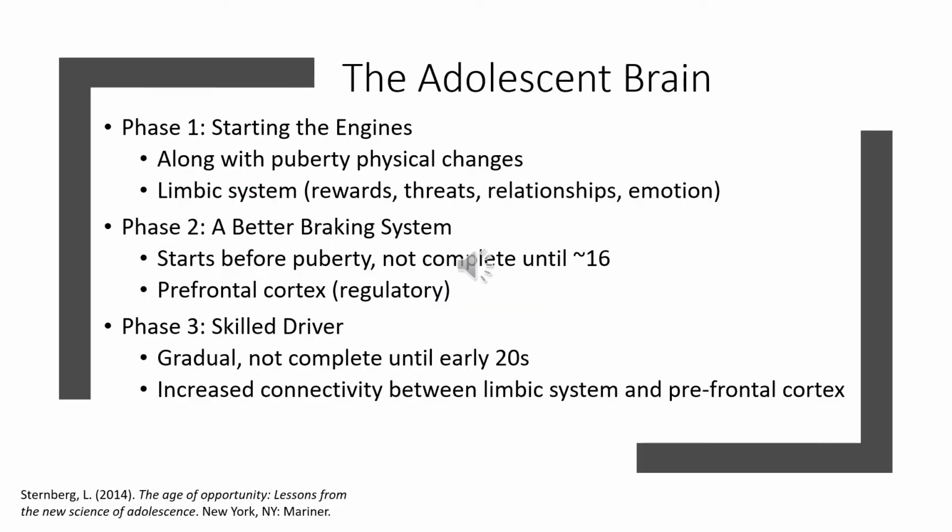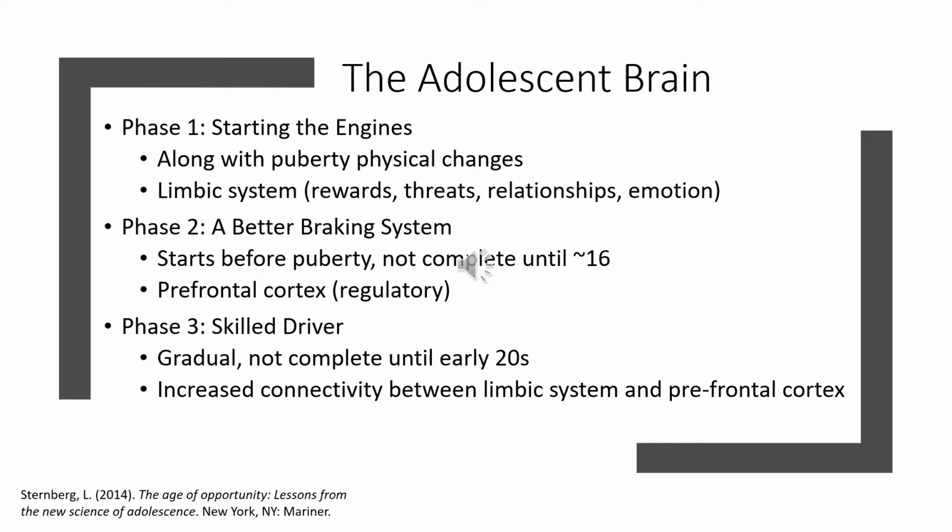So Sternberg divides the adolescent and emerging adult brain development into these 3 phases. The first one, phase 1, is called starting the engine. So this is the initial physical changes that happen in puberty, like we talked about. The limbic system is undergoing a number of changes in kind of how it responds to rewards, threats, relationships, emotion.